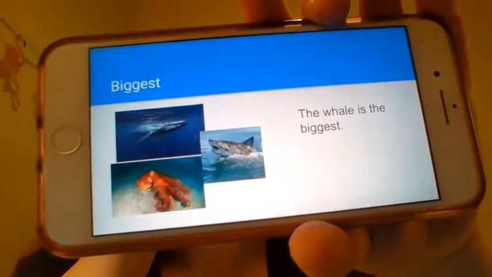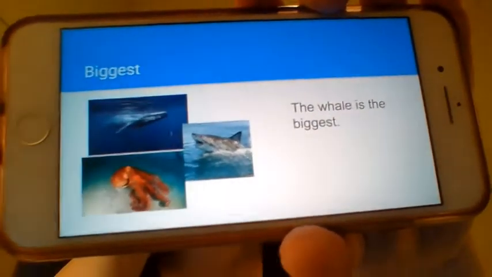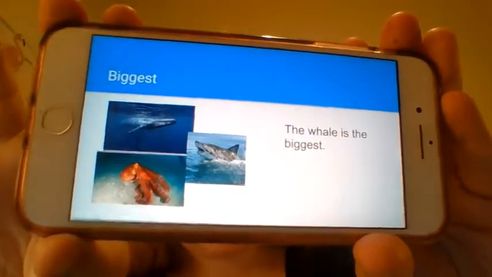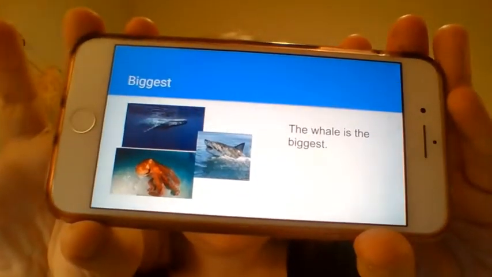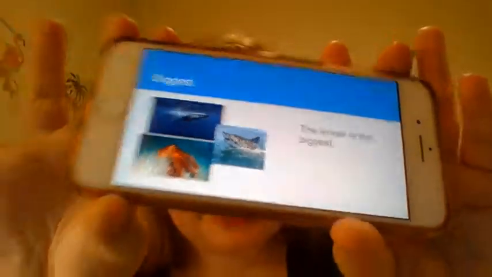So the whale is bigger than the shark, and the whale is bigger than the octopus, okay? The whale is bigger than the shark, and the whale is bigger than the octopus. So the whale is the biggest. The whale is the biggest. Now I want to move on to talking about smaller and smallest. So we're going to do smaller and smallest next.